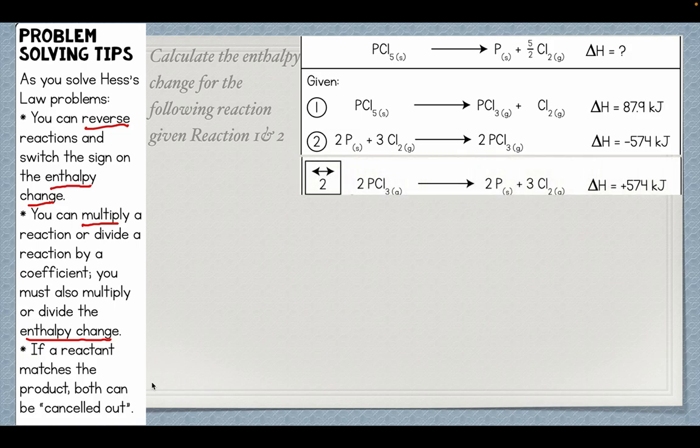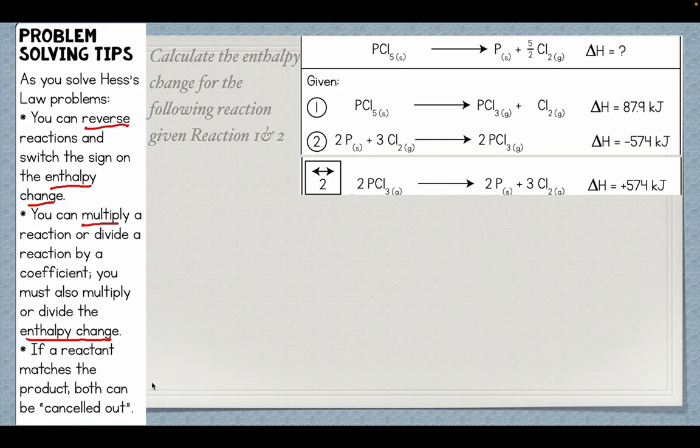So first thing I'm going to do is equation 2. I'm going to flip it. So reactants become products, products become reactants, and you will notice my sign also switches. The reason why I did that is I want to get my chlorine gas on the product side, so it matches with the top equation.